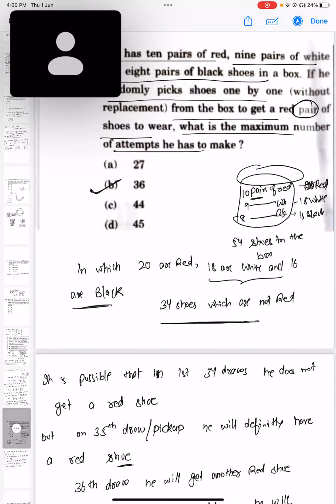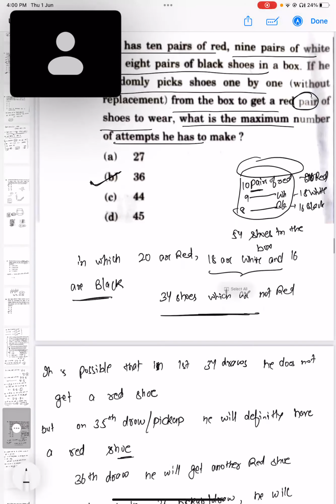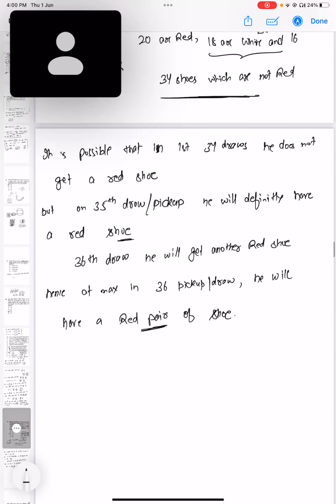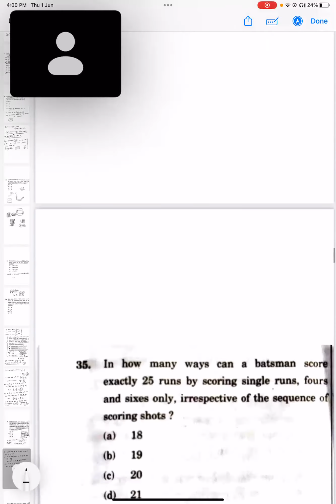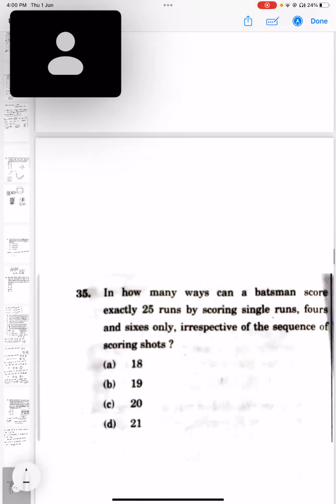Fine. See, CSAT is all about understanding the questions. Once you have understood the question, then it is pretty easy. Now, let us proceed to the next question.